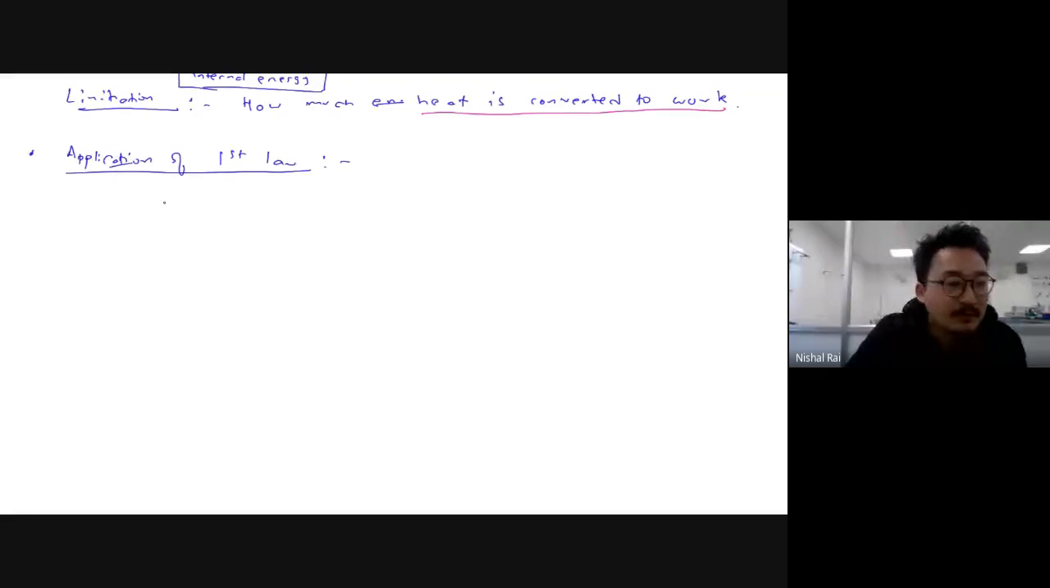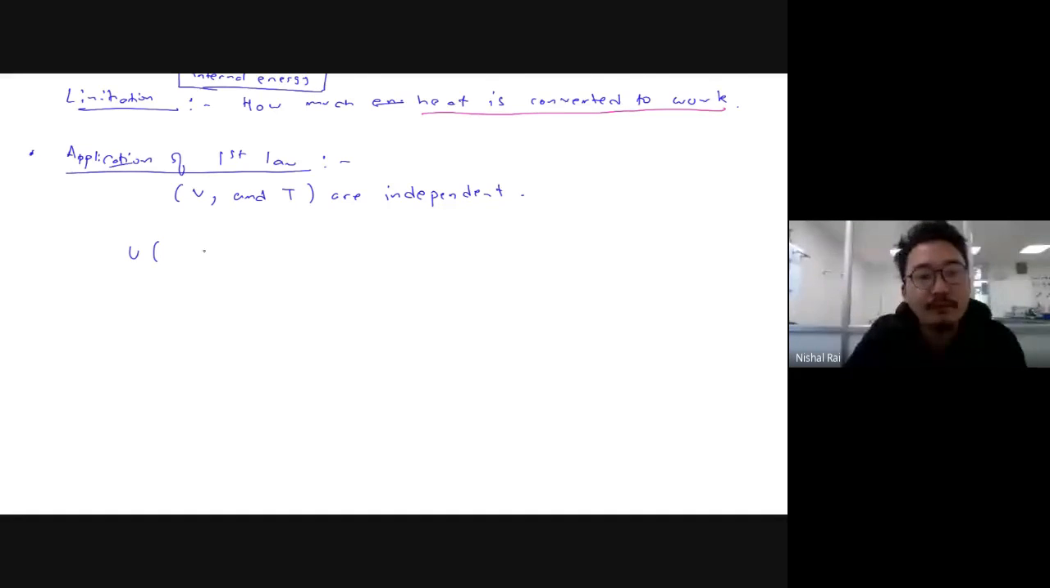Now you take a process where your V and T are independent. And before that, actually, U only depends on two of your parameters. Because there are three parameters P, V, T, so how many combinations are possible? Three combinations are possible.